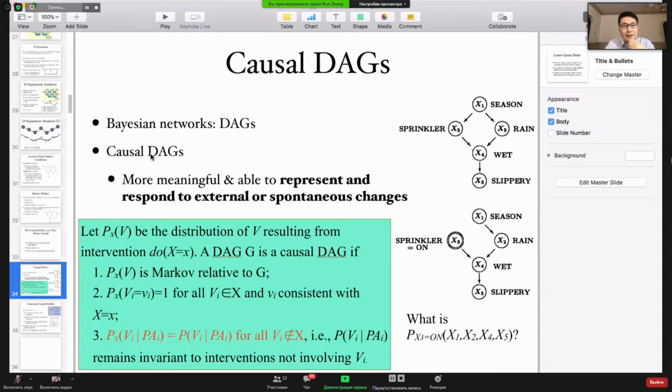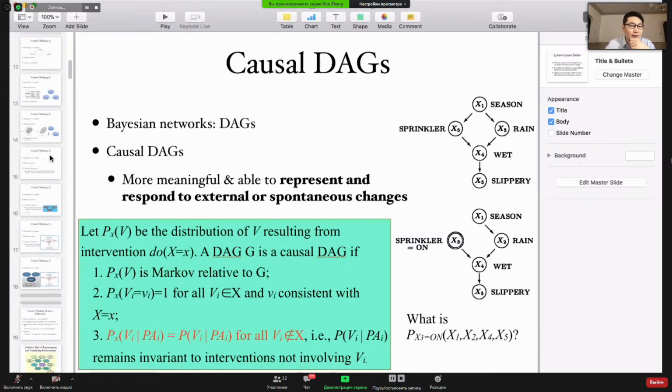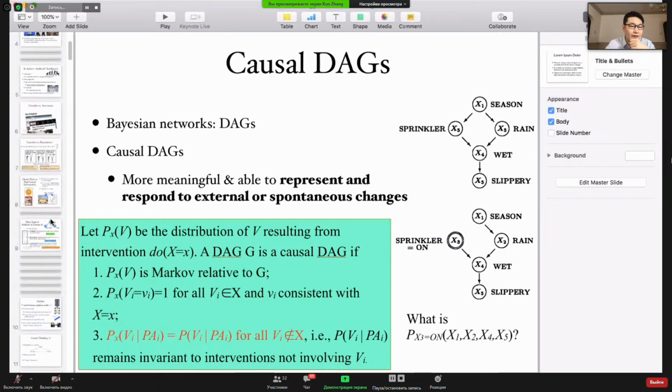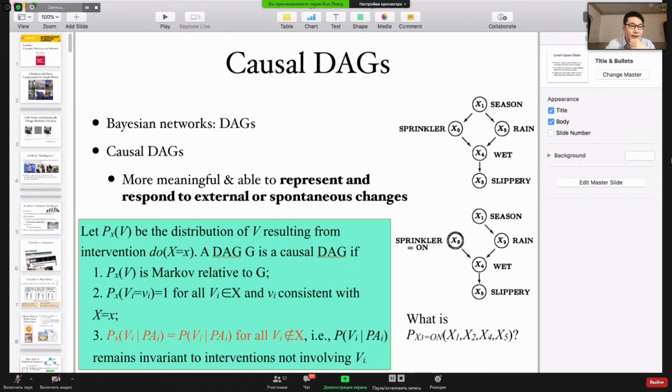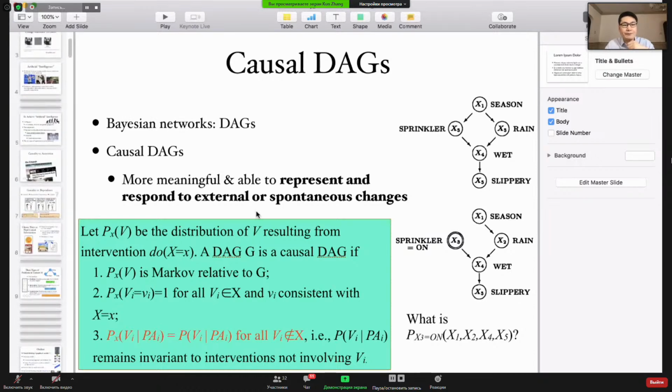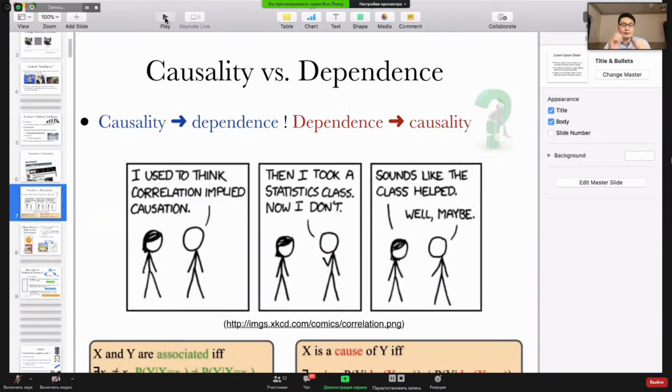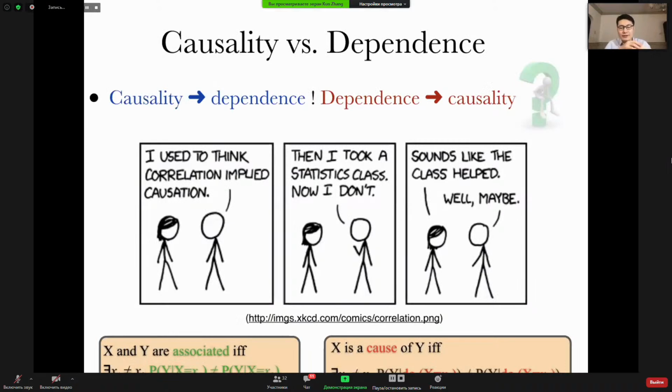First, let me go to the slide where I first gave this notation. Right here. See, do just means intervention. Do x equal to x1 means that I do intervention on x to set the value of variable x to x1.